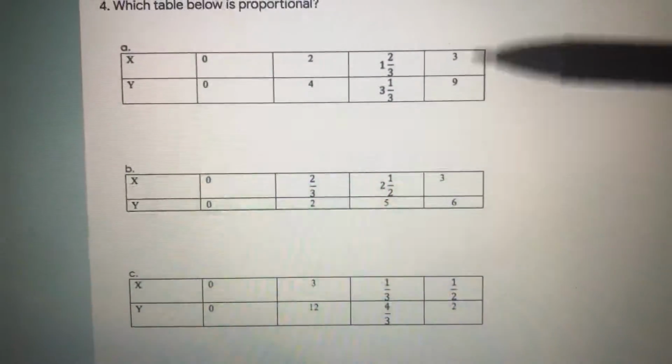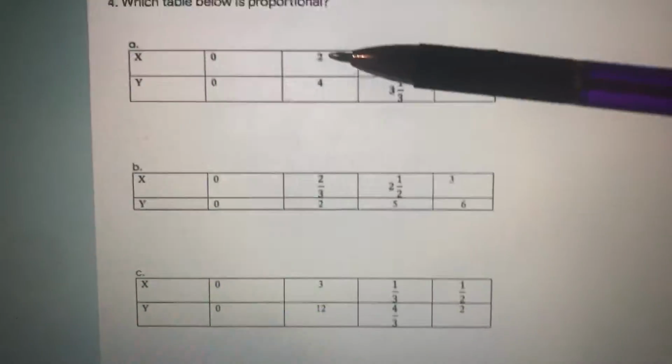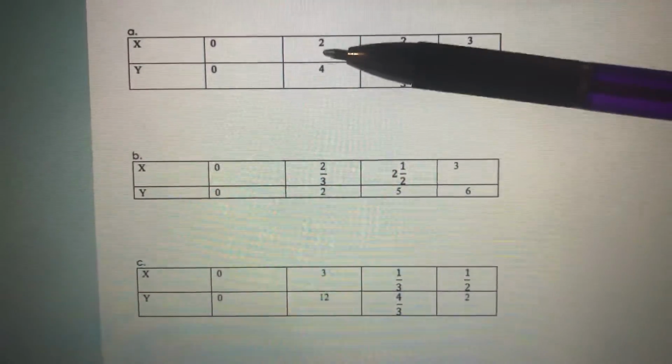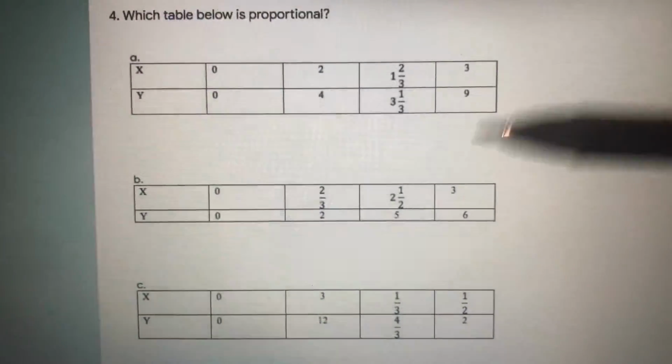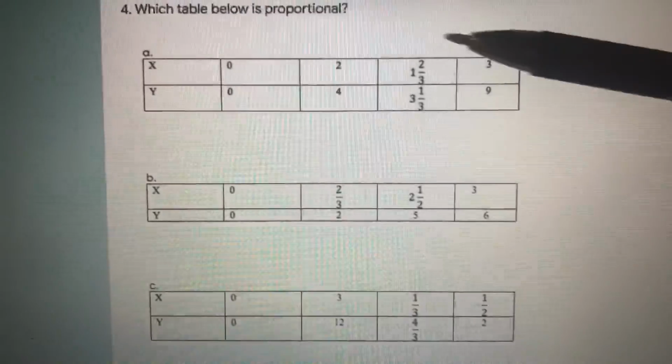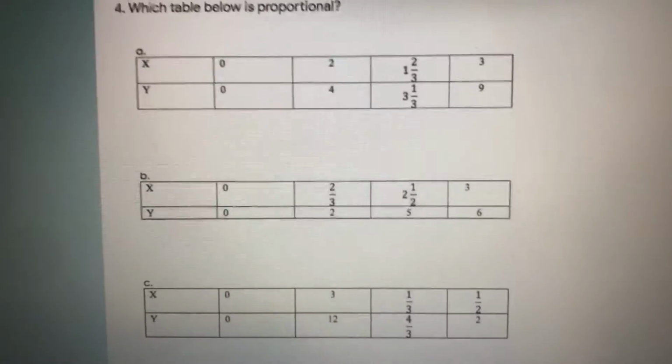So if you look here, okay, 3 times 3 gives me 9. And here, 2 times 2 gives me 4. So that means, obviously, they're not the same constant of proportionality. So you wouldn't even have to do this part. You literally can just look at the whole numbers.